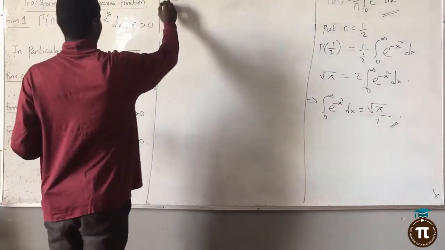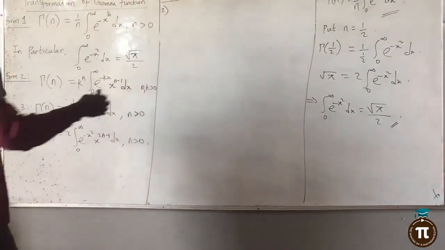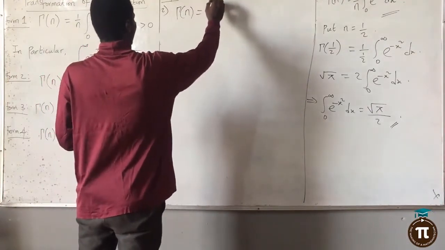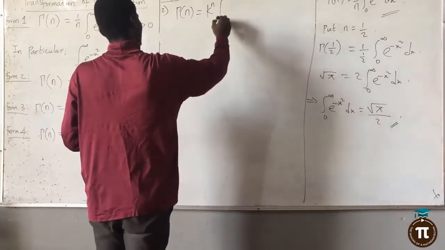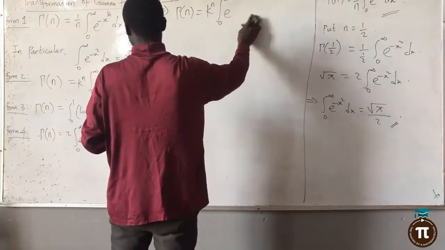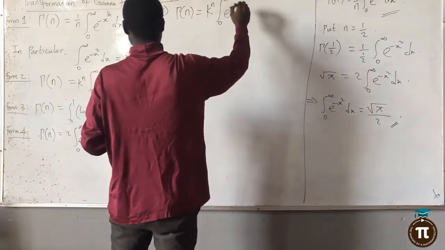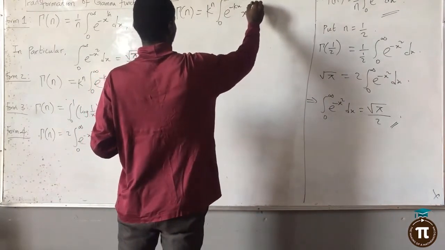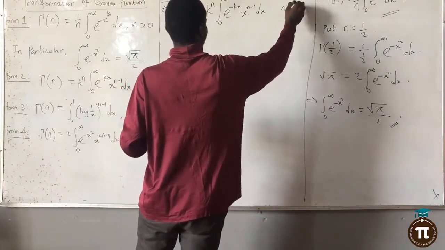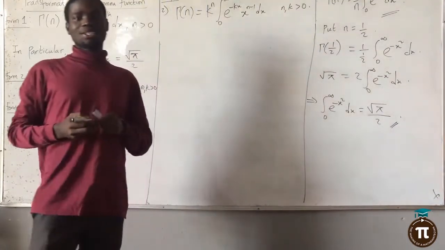So now the next one, the second form, number 2, we have gamma of n to be equal to k raised to power n integral from 0 to infinity of e raised to the power of minus ks, s raised to the power of n minus 1 ds, where n and k are greater than 0.